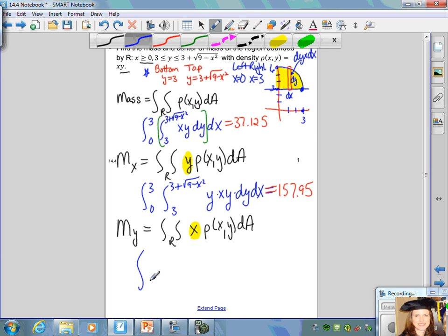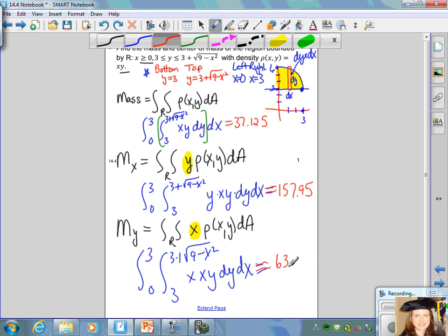So when we plug that in, the bounds would be the integral from 0 to 3 of the integral from 3 to 3 plus the square root of 9 minus x squared of x times the density, which is x times y, times the differential area dy dx. And again, if you work that out with the graphing calculator, you will find that the moment with respect to the y-axis is approximately 63.9.